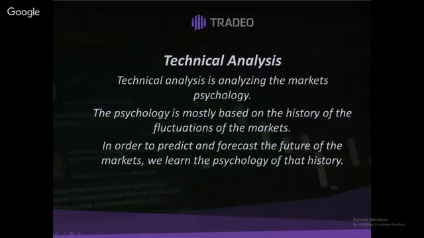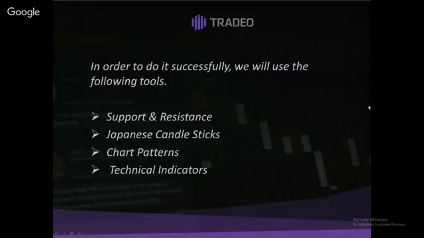It is important that we understand that the history and whatever is happening in the markets happens because of many factors, like we said. Maybe people buying, maybe people selling, or whatever the reason might be. In order to predict the market successfully, we will use the following tools. We will start with support and resistance. We will follow it by Japanese candlesticks, chart patterns, and technical indicators.